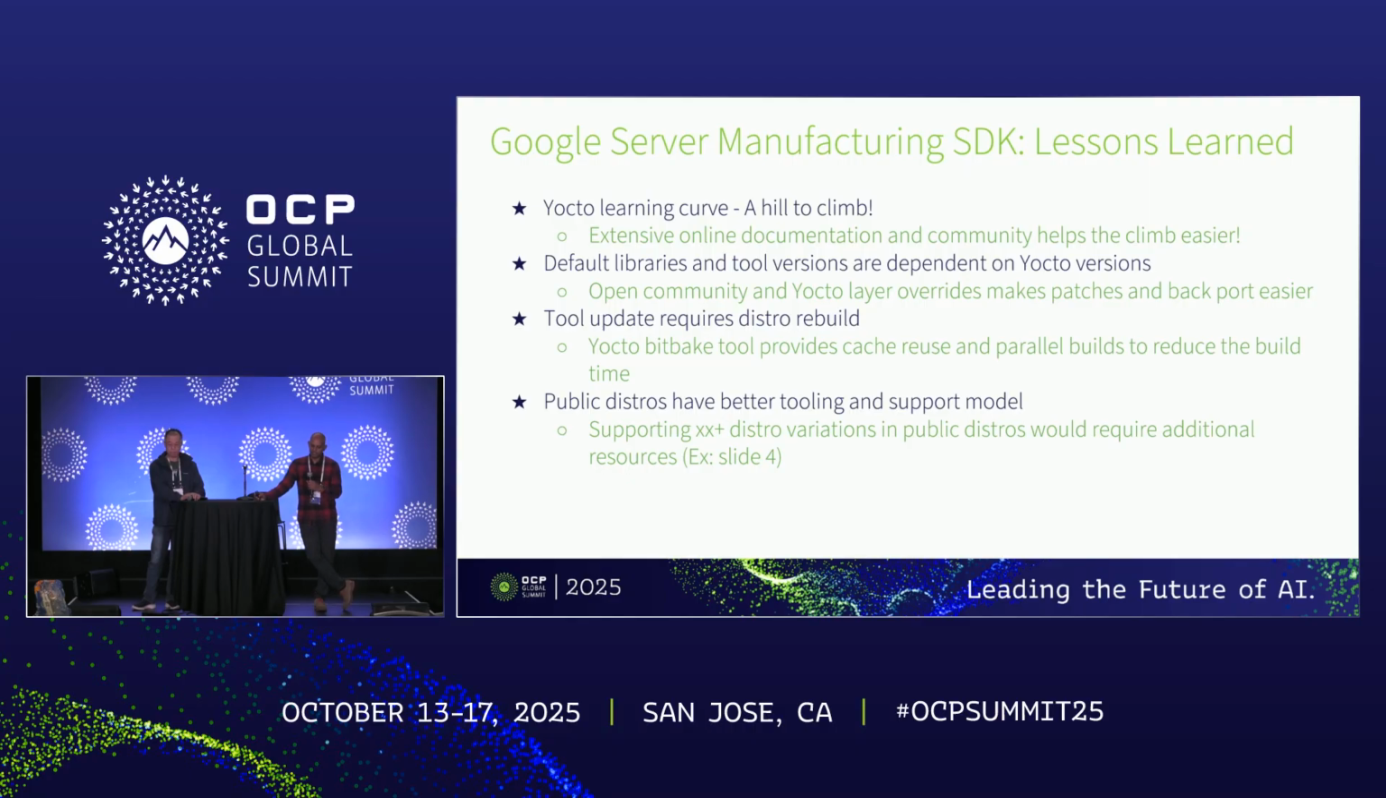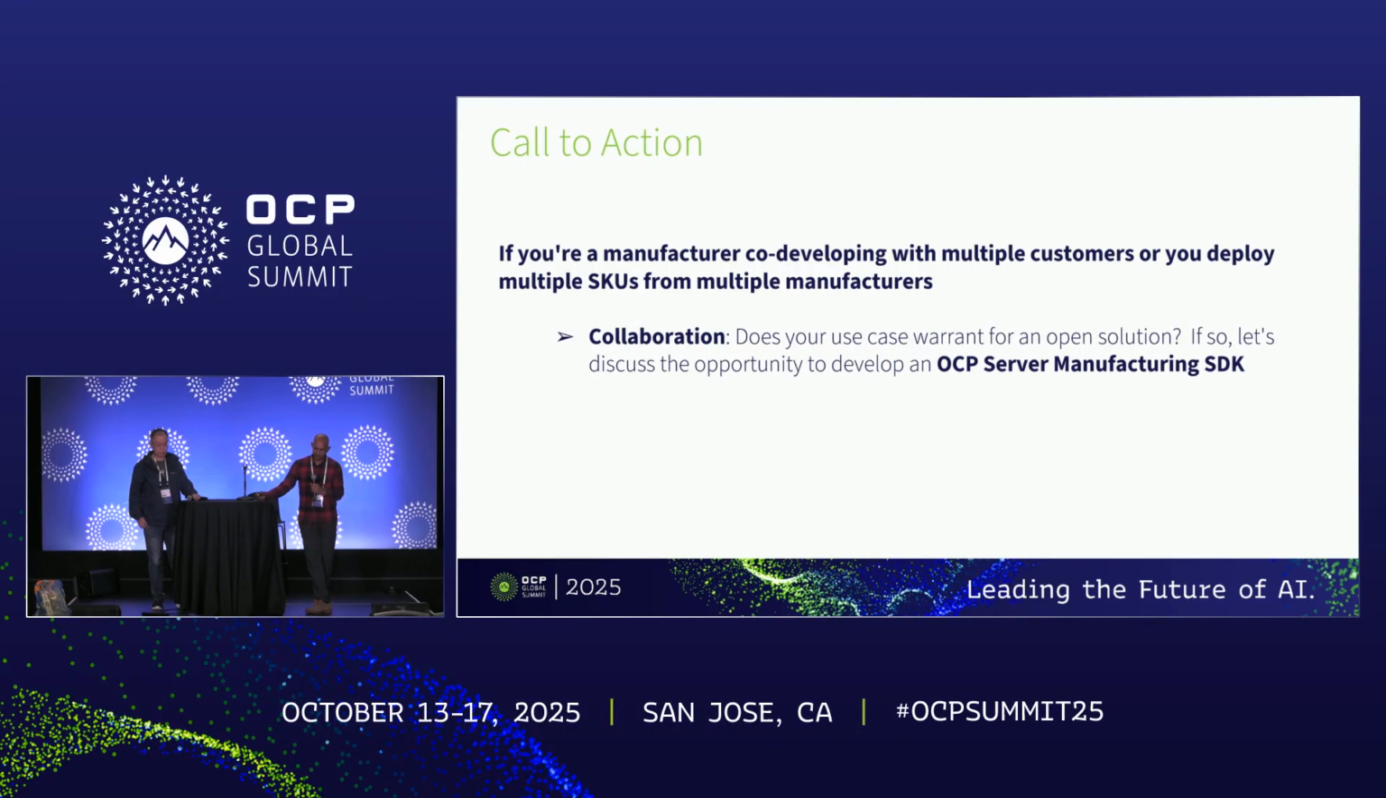And again, like I mentioned before, public distros have better tooling and support model, right? So you can use Ubuntu, you get apt-get, you get whatever you want. But to keep the public distro, you need additional requirements, additional resources. It's not as simple as keeping the Yocto. And so that's the lessons we learned.